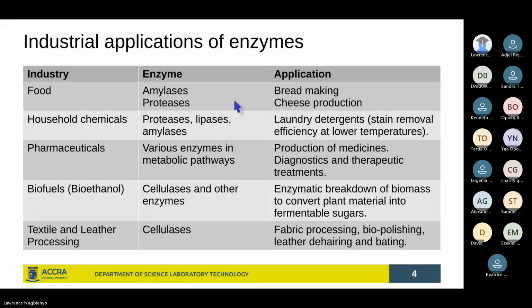Biofuels, in the production of say bioethanol, for instance, you have enzymes like cellulases that will break down cellulose, the indigestible part of the fiber of the plant material, the biomass, which is being used to produce the ethanol.